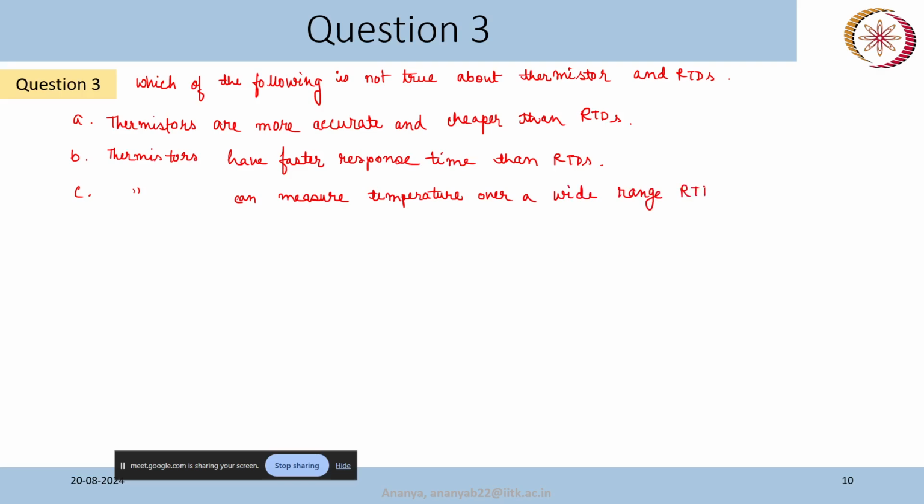All are temperature sensors, RTDs and thermistors, but the properties are quite different. And why we need to know that? Because say we want to use those as a thermal sensor for a particular application, and which one is more suitable for our application, that we have to determine based on the properties. Fourth statement is thermistors are commonly made with ceramic or polymer material, while RTDs are made of pure metals.